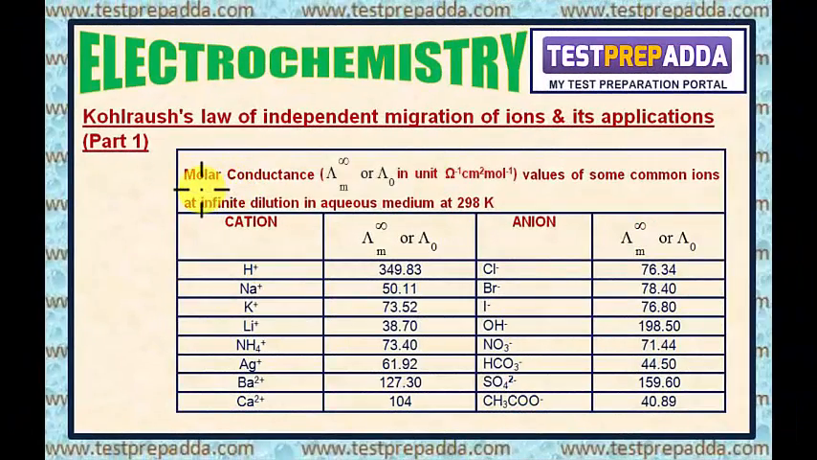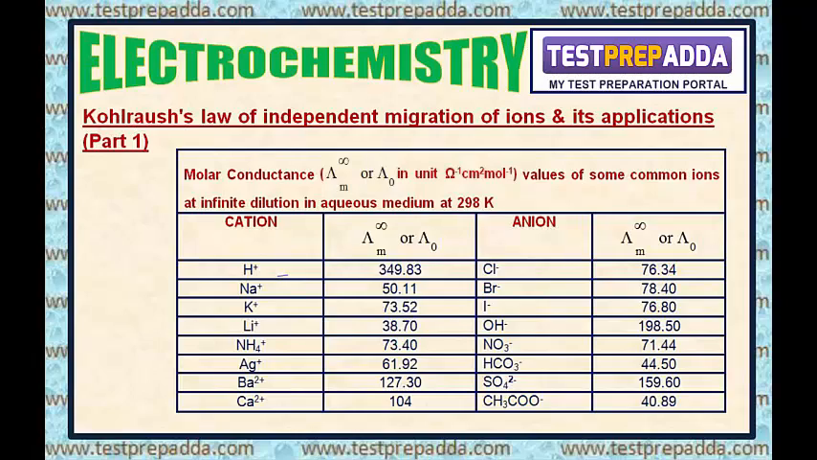Dear students, just have a look at molar conductance values of some common ions at infinite dilution in aqueous medium at 298 Kelvin. These are some common cations and these are some common anions. You can see for H plus the value is very large, 349.83, and the high value of molar conductance at infinite dilution I have already explained in session number 5 of electrochemistry with the help of Grotthuss mechanism. Just have a look at these values.